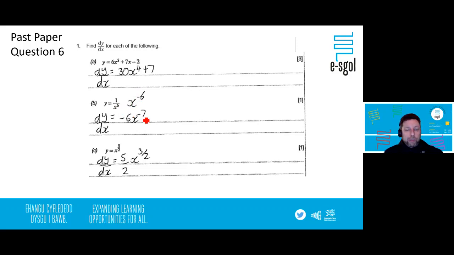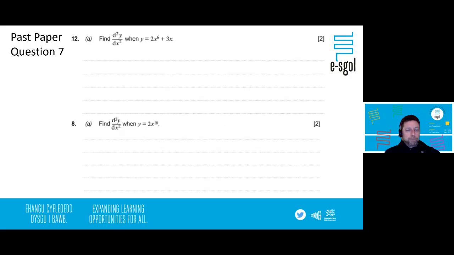Minus 6x, decrease by 1 goes to minus 7. And the last one, I know it doesn't show greatly on here, but it is 5 over 2. 5 over 2, x, take away 1 from the power, gives you 3 over 2. Those questions you will definitely see when you do an exam on this.